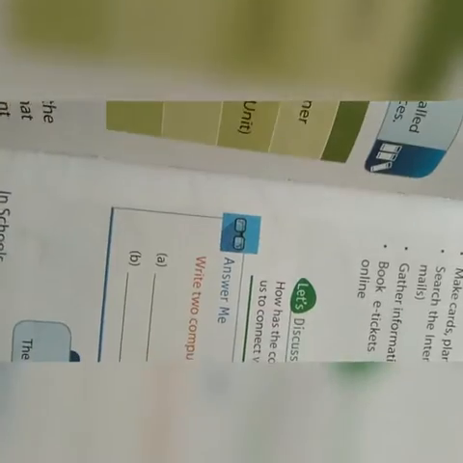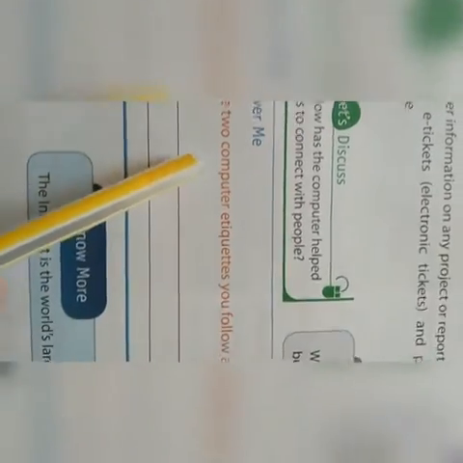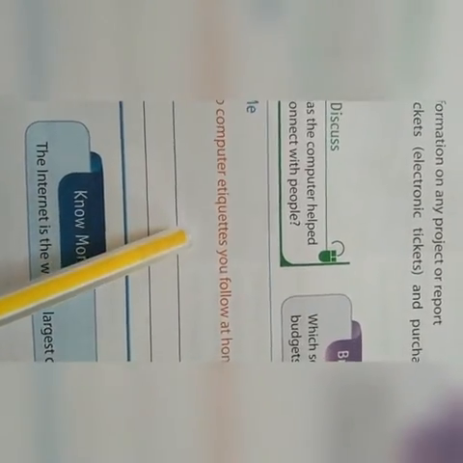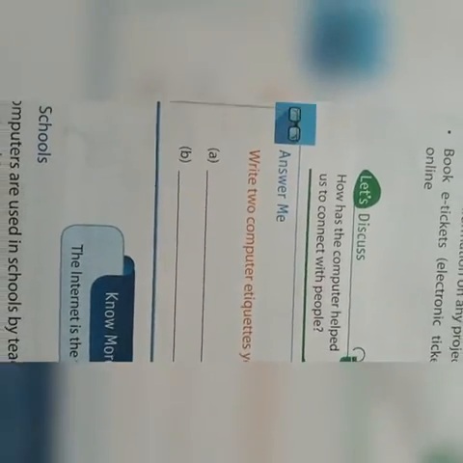So till today we are going to do only up to here, page number 3. And here one question is there, answer me: write 2 computer etiquettes you follow at home while working on a computer. This answer I will send you in the form of a PDF.